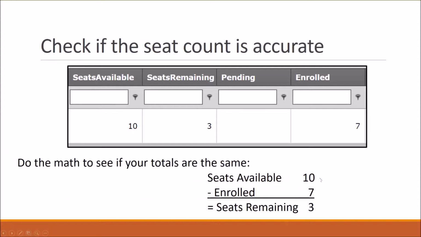So if I have 10 seats available, I subtract my enrolled: 10 minus 7 equals 3, which equals seats remaining, and this total matches. So I know that on this particular class, all of my seat count data is accurate. So that's good. I don't have any problems with my seat count.